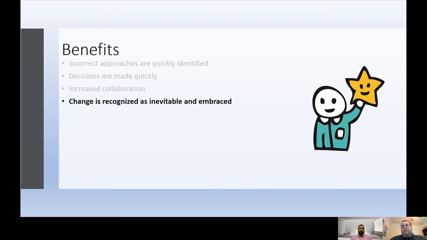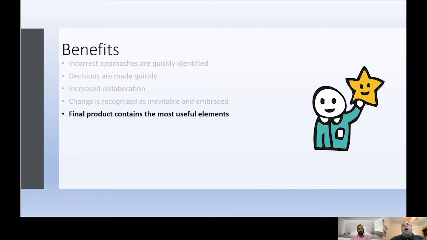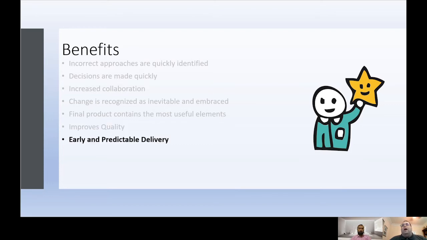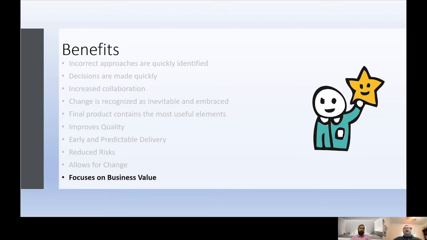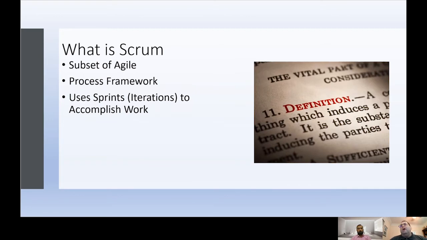Change is recognized as inevitable and embraced and even planned for. Final products contain the most useful and necessary elements. Quality is greatly improved. There's usually early and predictable delivery. Risks are greatly reduced. There is a much greater allowance for change, and there is much more focus on the business value.